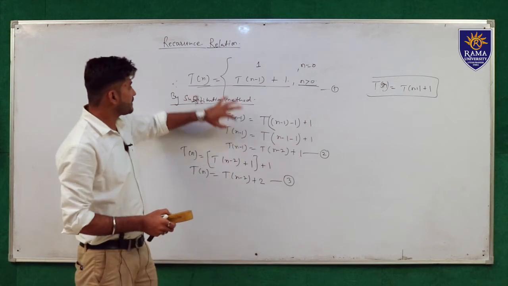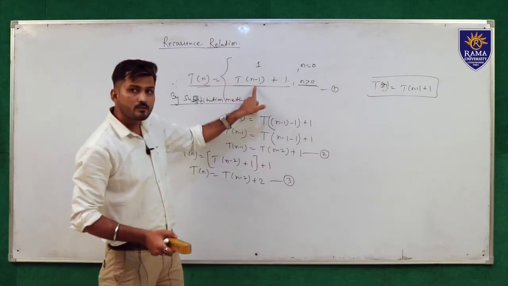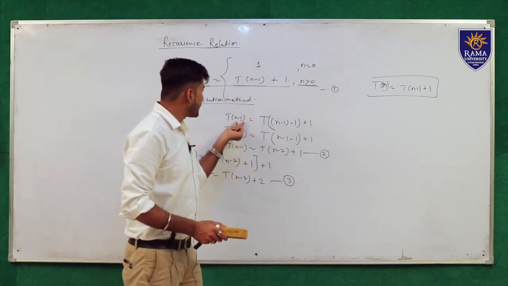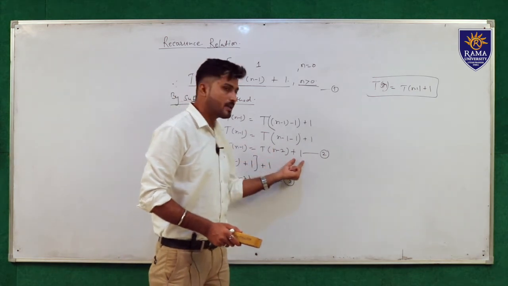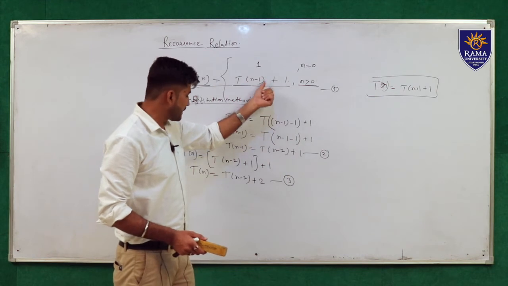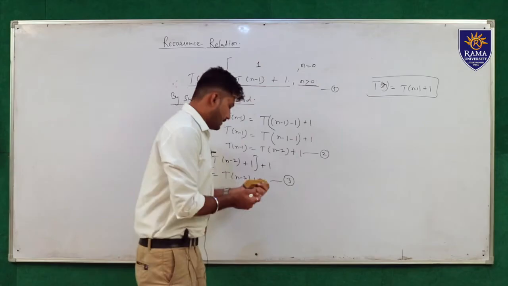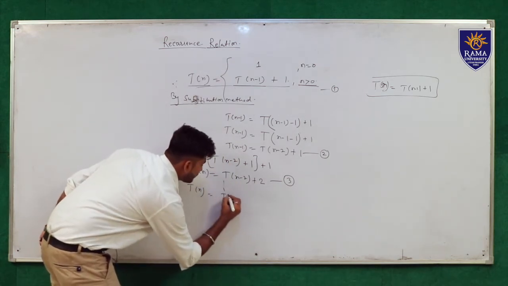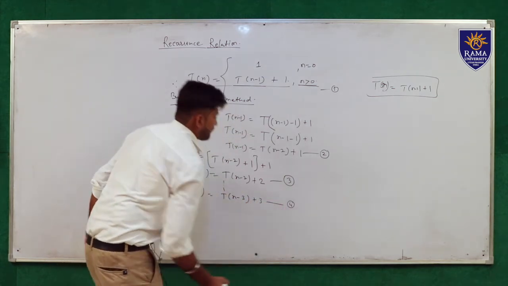We observe that Tn equals Tn-1 plus 1. When we substitute the value of n in place of n-1, the equation becomes Tn-1 equals Tn-2 plus 1. Substituting this into the given equation number 1, we get Tn equals Tn-2 plus 2. See the pattern again. What happened? Tn equals Tn-3 plus 3. This is equation number 4.